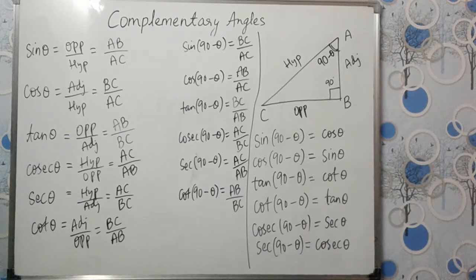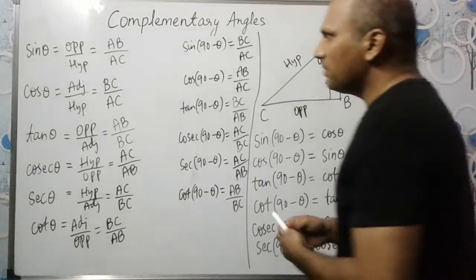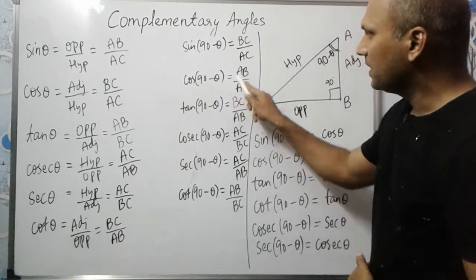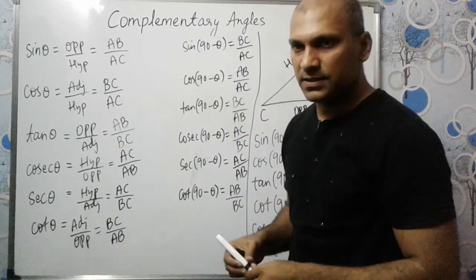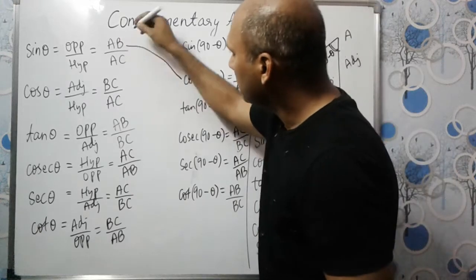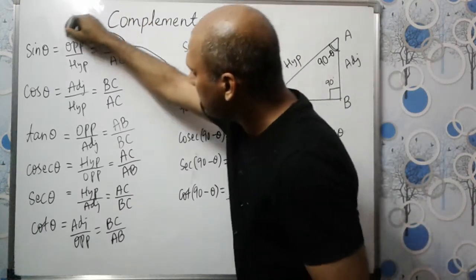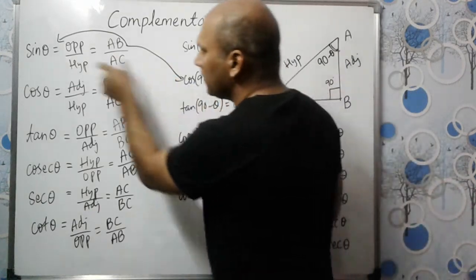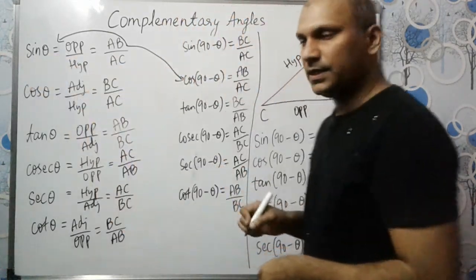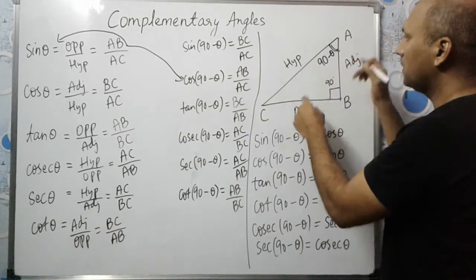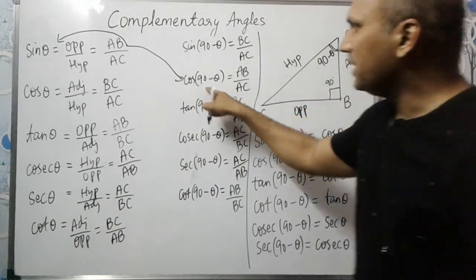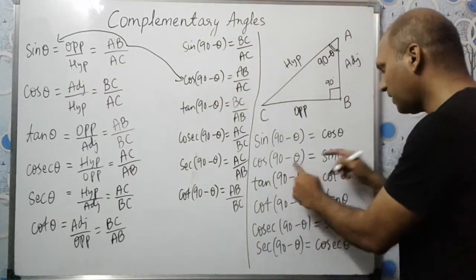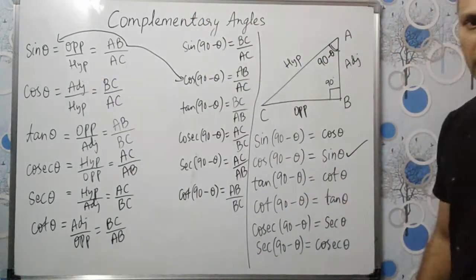Yes, all right. Now if you observe carefully, see AB by AC is here. AB by AC, AB by AC, that means these two are equal, right? Which means cos 90 minus theta is equal to how much? Sin theta. In this triangle, cos 90 minus theta is equal to sin theta. That's what we wrote here.